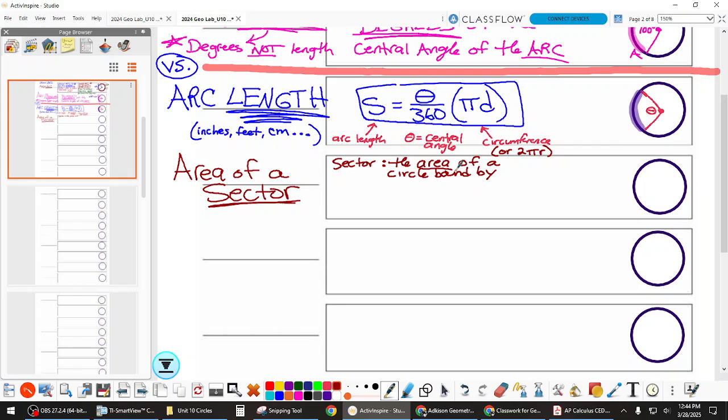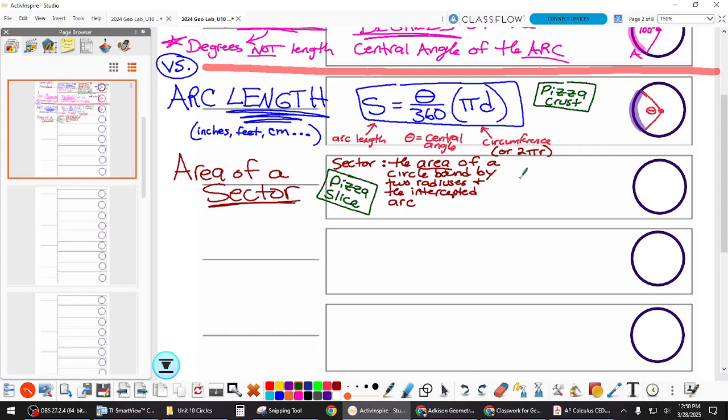So maybe underline area. We'll finish this and then take a break. The area of a circle bound by 2 radiuses and the intercepted arc. So maybe just to help us remember these things, this is a pizza slice. I'm going to put that on here. And just to keep it straight, I would go back up to arc length and put pizza crust. Maybe that helps. We'll write the formula after the break.